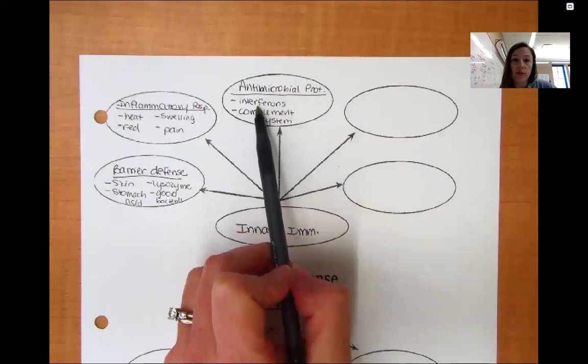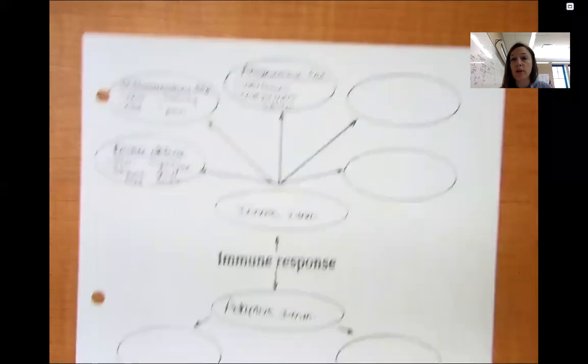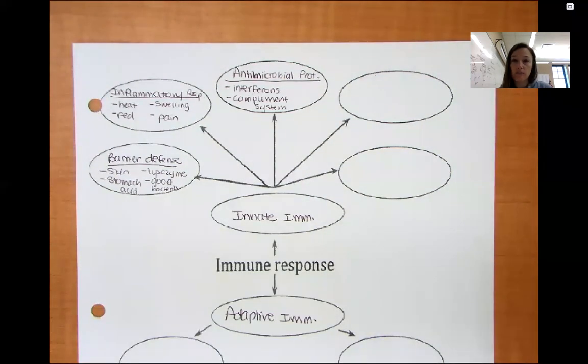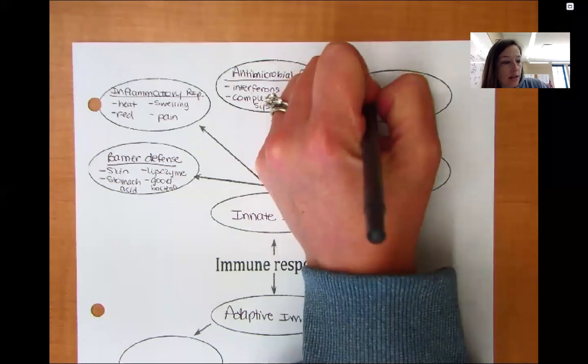Interferons are actually used for some autoimmune disorders. For some reason, they work. Multiple sclerosis is one of them. So some people with MS take interferons, and it helps tamp down that response because their body's attacking their myelin when it shouldn't. All right, the next one is the natural killer cells.